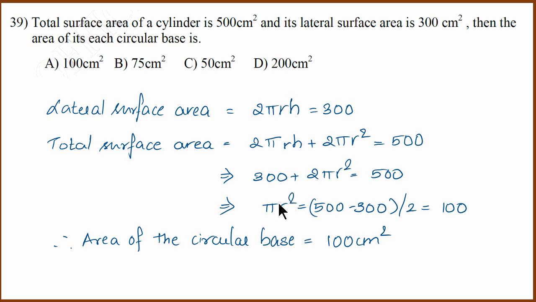Which means pi R² is 500 minus 300 divided by 2, which will be 200 divided by 2, which is 100. So pi R² is 100. Therefore, area of the circular base is 100 centimeter square. You can check it. This circular base is 100, the top circular base is 100. So adding both gives 200. Adding 200 to the lateral surface, 300 plus 200, 500, which is total surface area. So correct answer A.